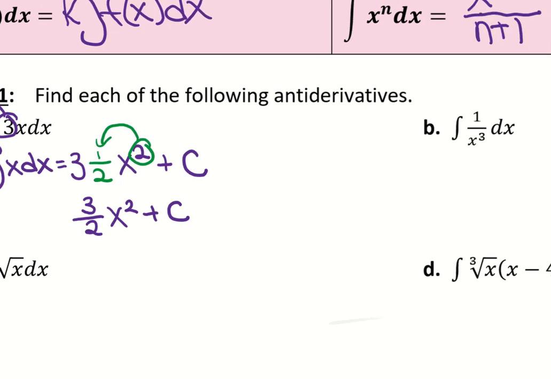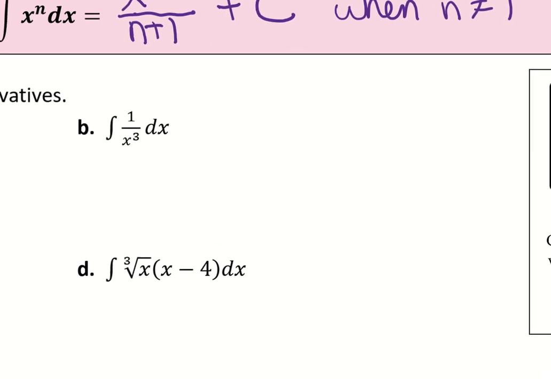All right, let's try letter B. Again, we're going in the opposite direction. So first of all, let's ask ourselves if there is a way to rewrite this so that we can make it a little easier to work with. This is the same thing as the integral of x to the -3 power dx. So now let's think about working backwards to find the antiderivative. We know that it would have to be x to the -2 power because we're going up a level.